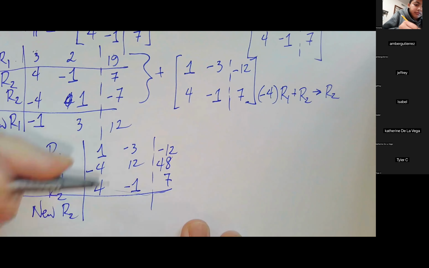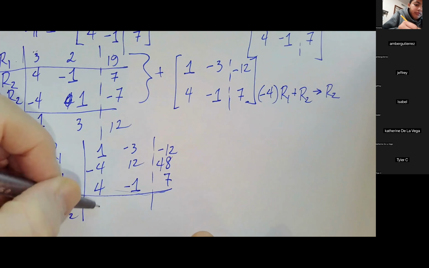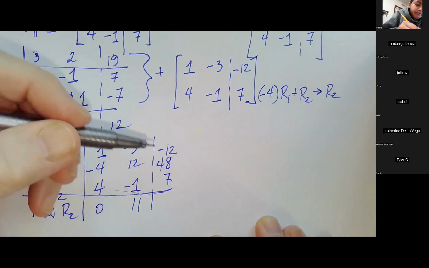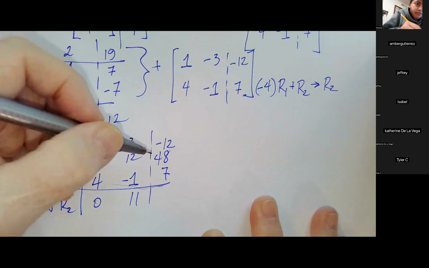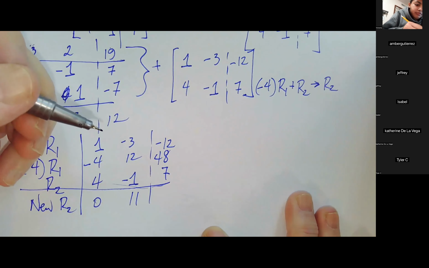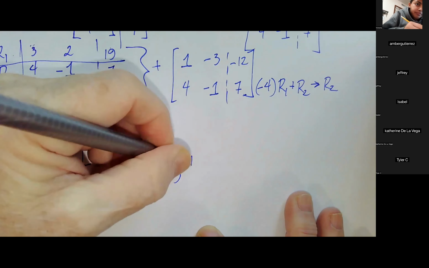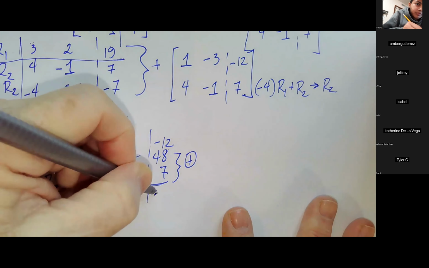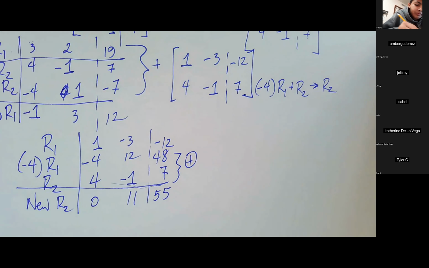Okay. The reason why I'm pausing is that -4 plus 4 is 0. 12 minus 1 is 11. And oh, here it is. 48 plus 7 is 55. Yeah. Why is that okay? Because you can divide 11 by it. Yes, that's right.